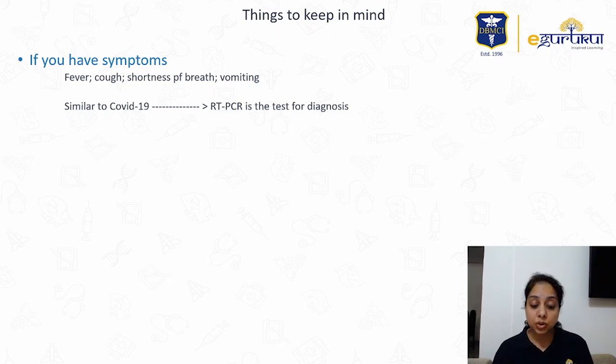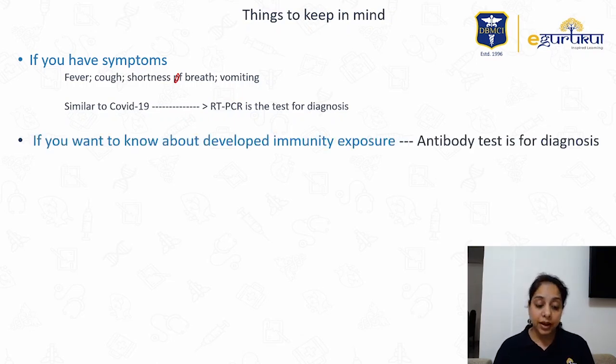So in order to manage this disease and to prevent the infection, if you have symptoms which are similar to COVID, like fever, cough, shortness of breath, vomiting, anything, right? So RT PCR is the test that we are going to go for the diagnosis, right? If you know that you have developed immunity in the past, you can do the antibody test, but that is not the diagnostic test.